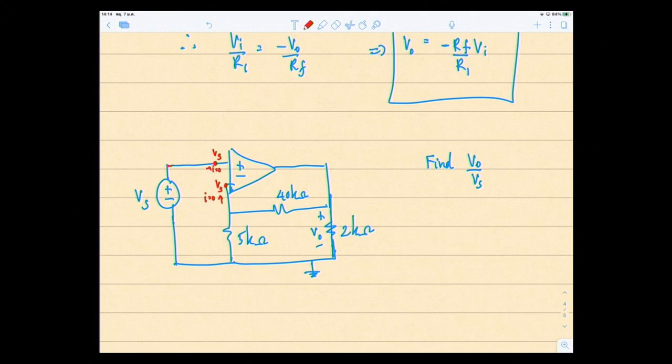So how do we do this? We want to find VR, which is right here. If this point is Vs, well, this is the same node, right? So therefore, this is also Vs at this node. So that means the voltage drop across the 5k ohm is Vs. Agree?